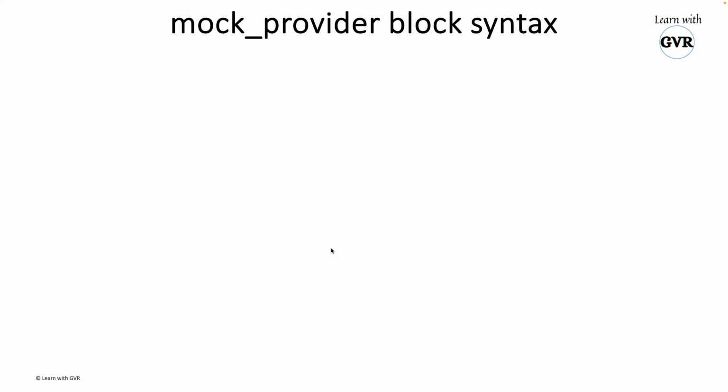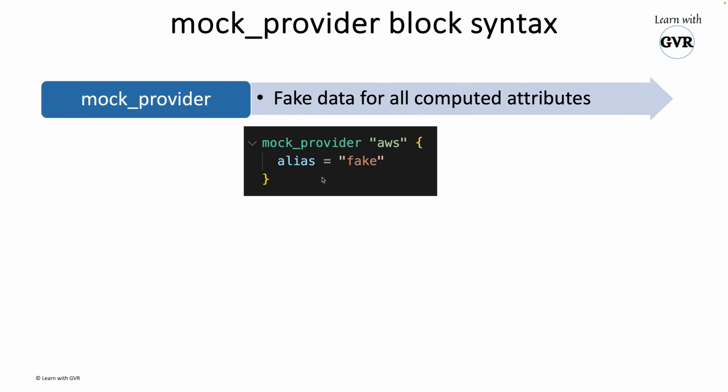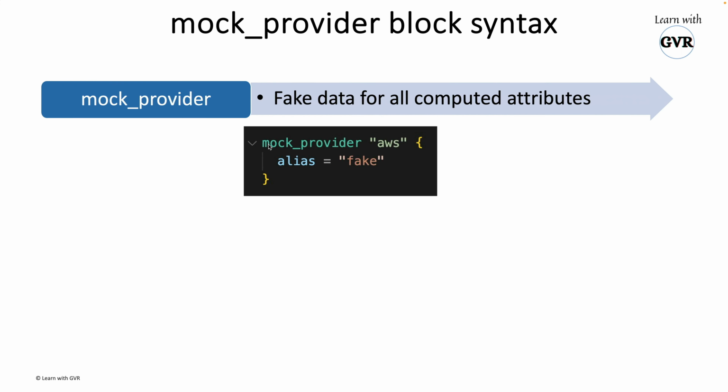Now the mock provider block syntax. As we have seen, a mock provider is the same as a regular provider, but it's faked. This is how the syntax looks, exactly like the AWS provider, but it will have an alias, which is your own alias. Here, this is the default AWS provider, so there's no need to specify any alias. But the mock provider is just a mock provider, and you can give any name or alias; here I gave fake, right?